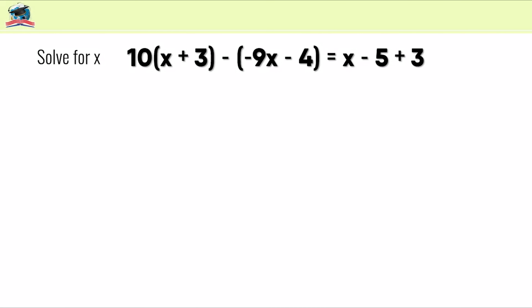Got this question and it says that you should solve for x. So x is the unknown. We have 10(x + 3) - (-9x - 4) = x - 5 + 3.